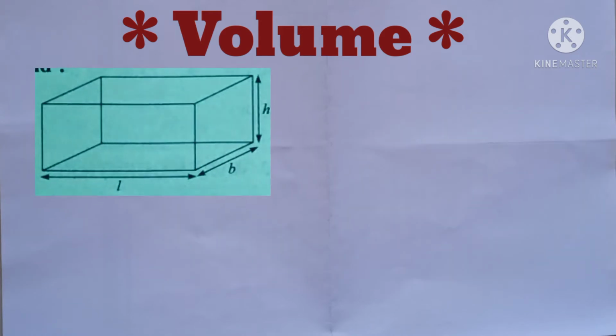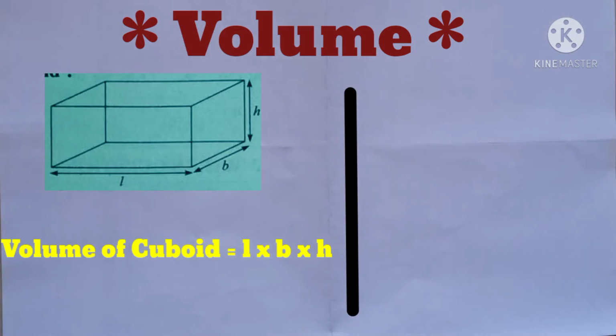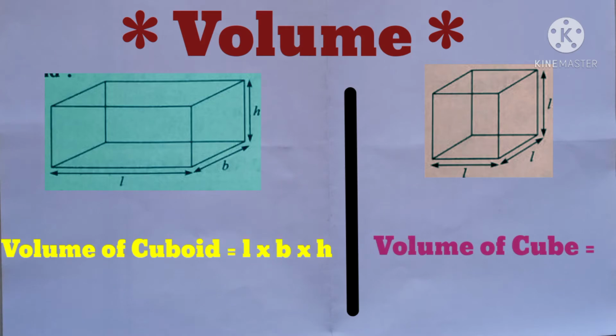So let's see the formula for the volume of cuboid and cube. The volume of cuboid is equal to length into breadth into height. It means LBH only. Got it, students? And the volume of cube is equal to length into length into length. It means 3 times length. So here we can write it as L raised to 3 or L cube.